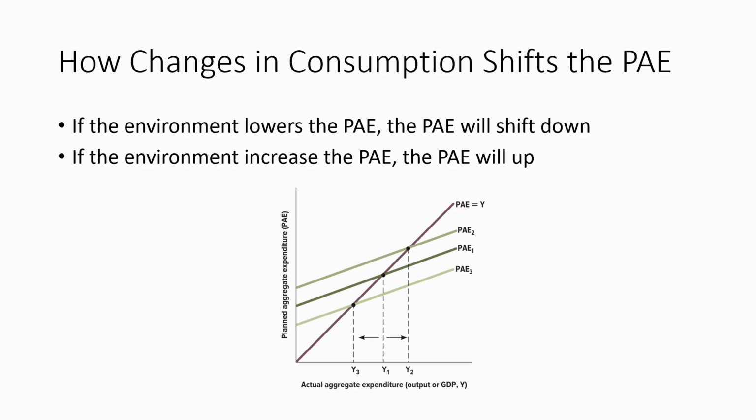So, if the environment lowers the planned aggregate expenditure curve, the planned aggregate expenditure curve will shift down, and the equilibrium will also shift down with it. And if the environment allows the planned aggregate expenditure curve to increase, the planned aggregate expenditure curve will shift upwards, and the Keynesian equilibrium will also shift upwards.